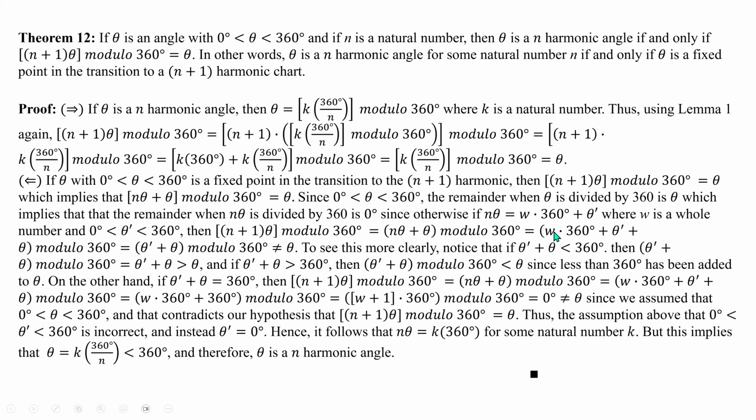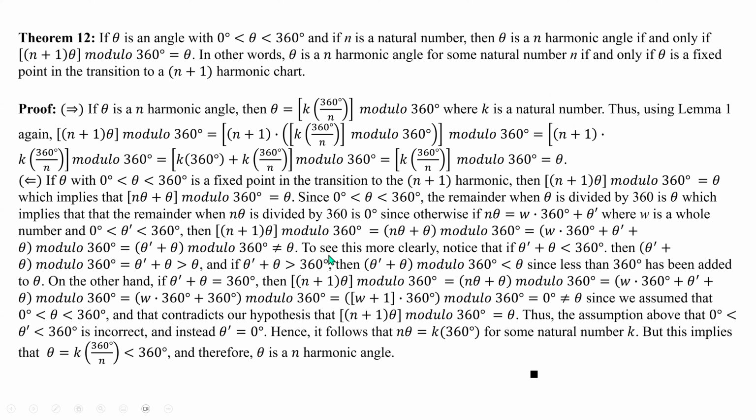Replace n theta by w times 360 degrees plus theta prime, and then we have plus this theta. Take all of that, modulo 360 degrees. Well, again, a whole number times 360 degrees is contributing nothing when we do this modulo 360 degrees. So this just reduces to theta prime plus theta modulo 360 degrees, which I claim is not equal to theta.